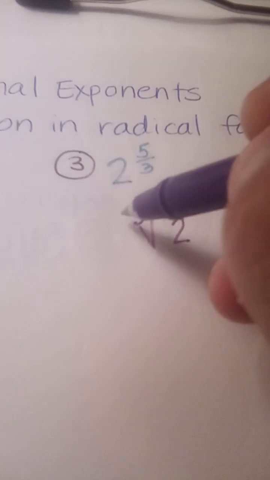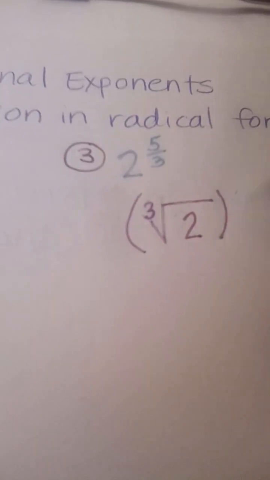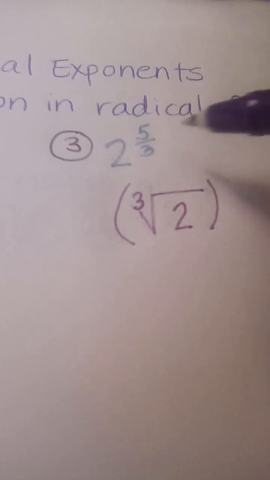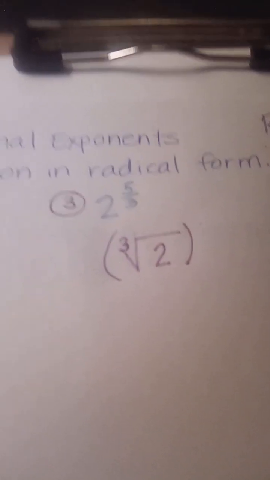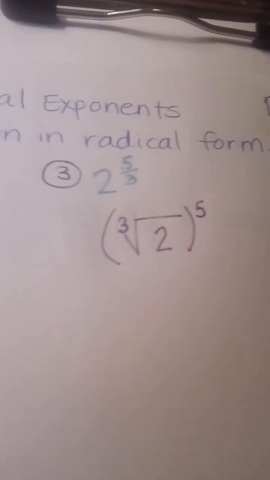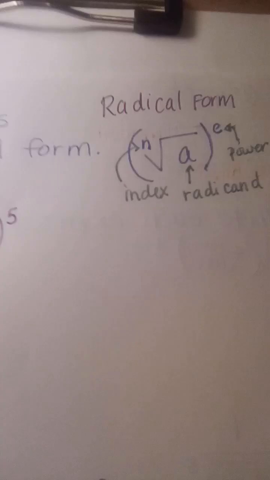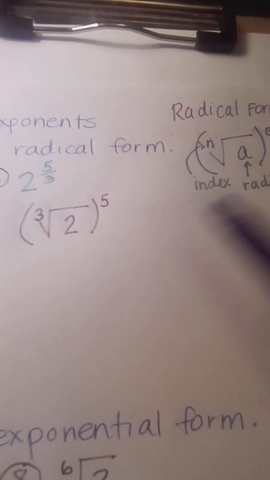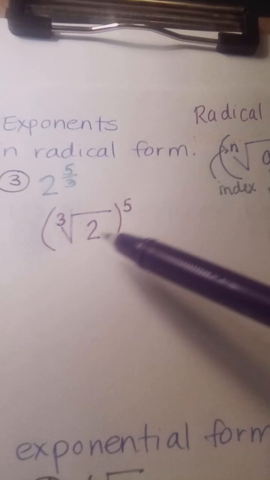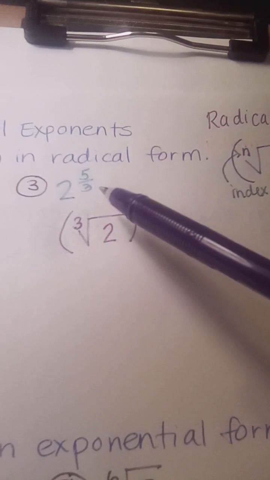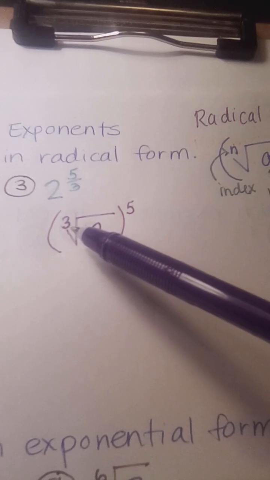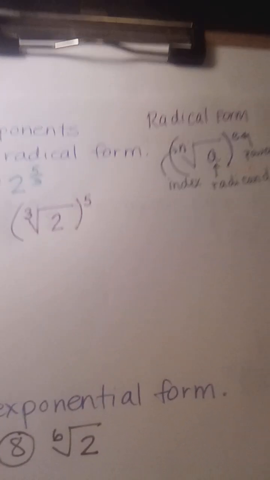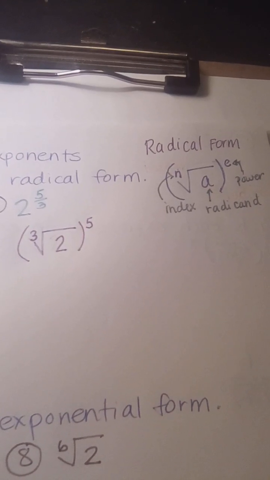The parentheses, right? What goes on the outside on this side? What's remaining? The 5 is the power. Now, does it match with this? Yes, because the 2 is the radicand. The 3 is the denominator, so it's going to be the index. And the 5 is the numerator, so it goes outside the parentheses. There, now you figure out the radical form.